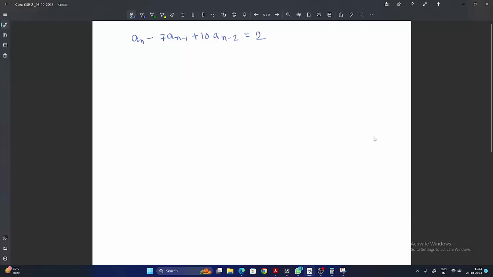So here also the same things, simply a n x to the power n, then minus 7 a n minus 1 into x to the power n minus 1, not x to the power n, plus 10 into a n minus 2 into x to the power n is equal to 2 into, here you will get x to the power n. All the things are actually same. So then take the summation here, here, here and here, and the summation will be taken from n is equal to 2 to infinity. All the other things are same. Then here also n is equal to 2 to infinity.